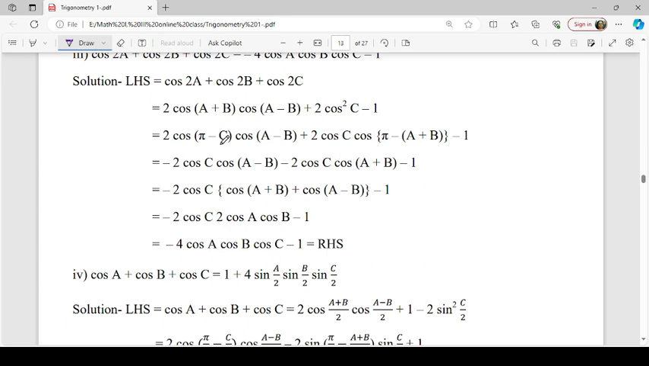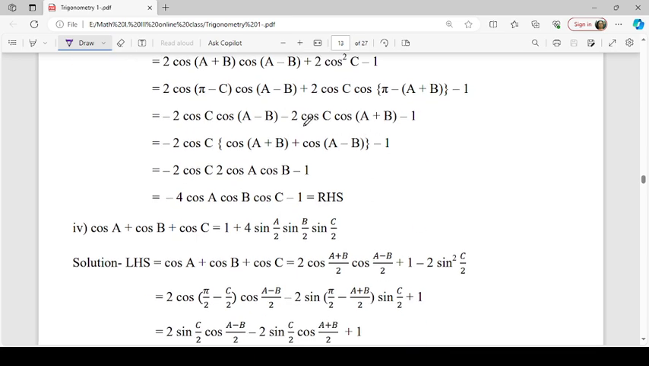So this is minus, cos of pi minus theta is minus cos theta, so minus 2 cos C. Then this is cos of A minus B, this is again cos of pi minus theta is minus cos of A plus B, and this is minus 1, and 2 cos C is taken common, then it is cos A plus B plus cos A minus B, again cos C plus cos D formula, we are getting 2 cos A cos B. Answer is this, it is right hand side.